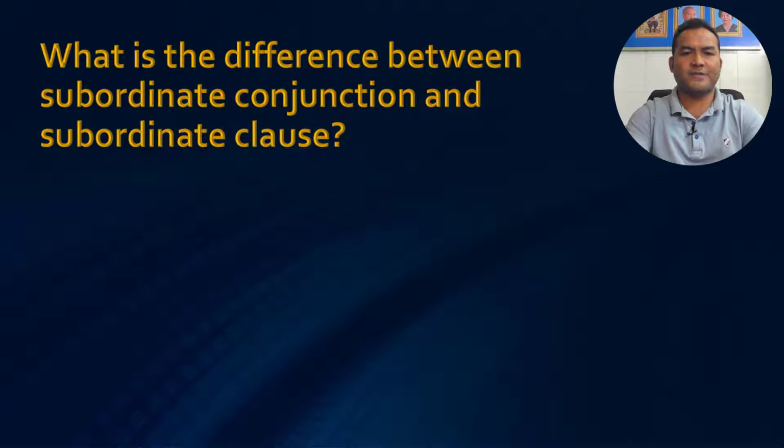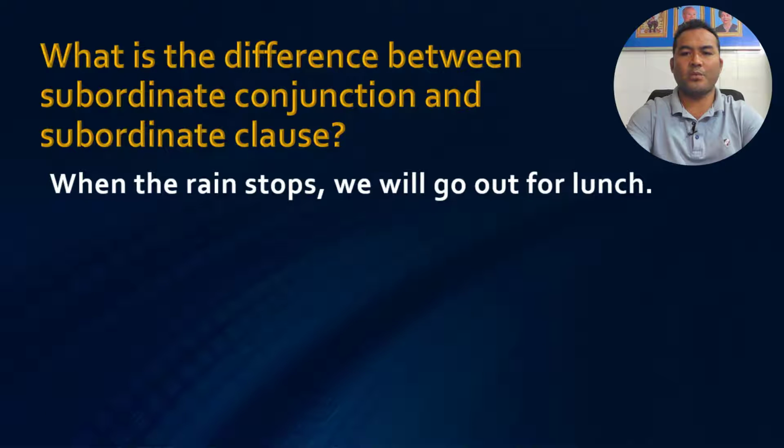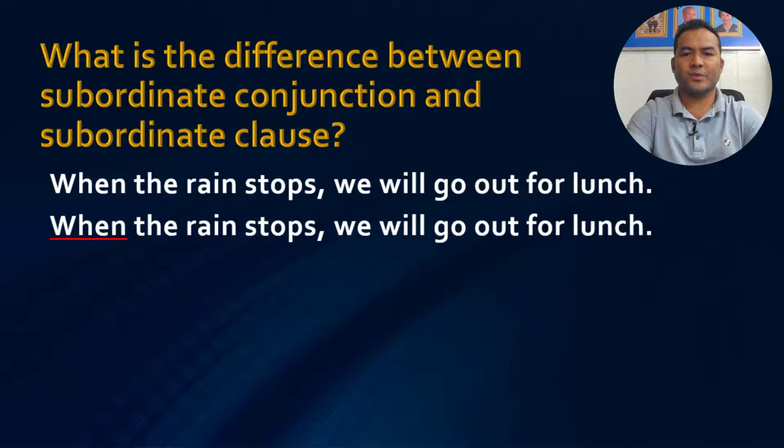Now look at the difference between a subordinate conjunction and a subordinate clause. When the rain stops, we will go out for lunch. When the rain stops, we will go out for lunch. You focus on when. What is the function of when right now? When here is a subordinate conjunction, but when it is combined with a subject and verb, it becomes a subordinate clause.